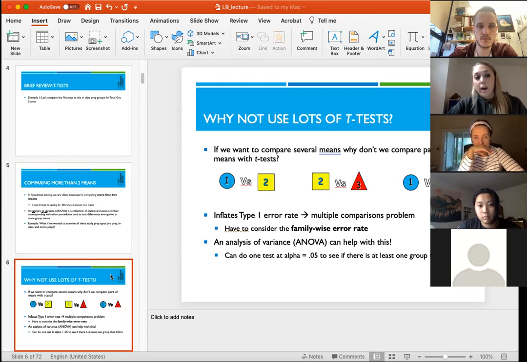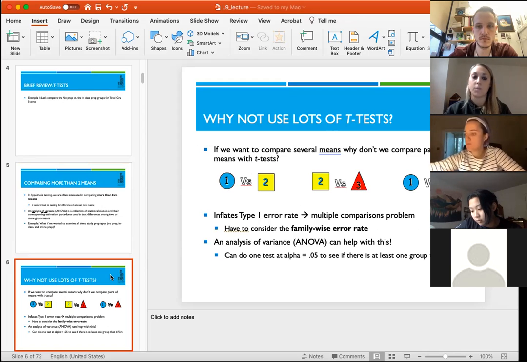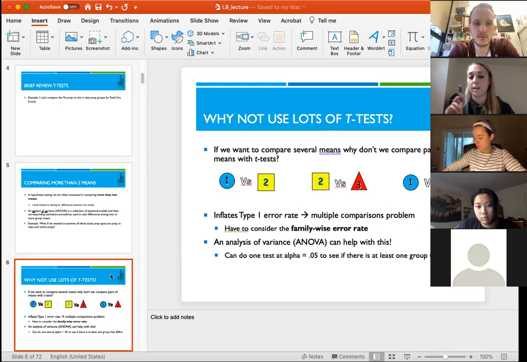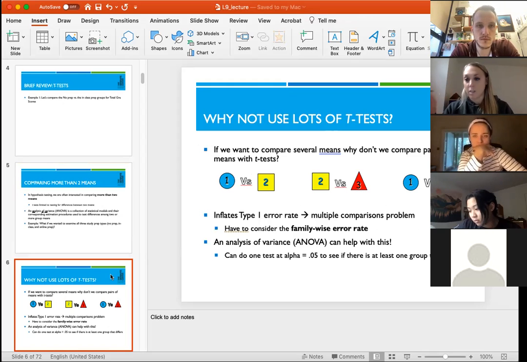If you think about it, whenever we have a t-test and we're comparing two different groups, one option could be that we just do a bunch of different t-tests, right? We could say, okay, I'm going to compare the online group to the no prep group, and then I'm going to compare the online group to the in-class group, and then the in-class to the no prep. So all 1 versus 2, 2 versus 3, and 1 versus 3. However, there's a problem with this because it inflates the type 1 error rate.